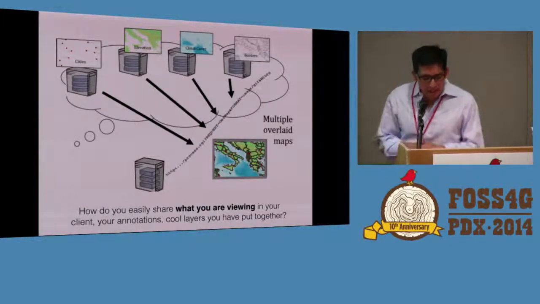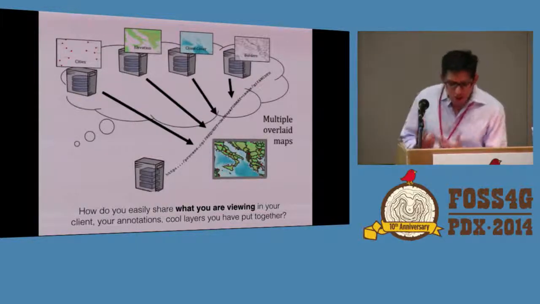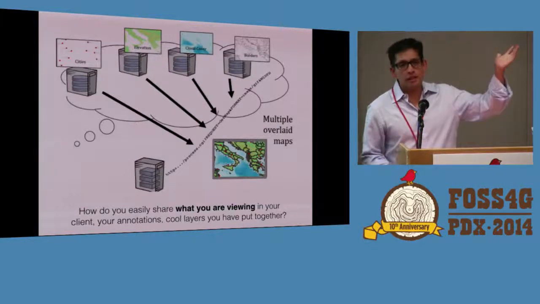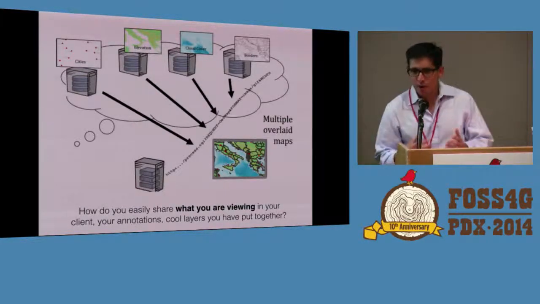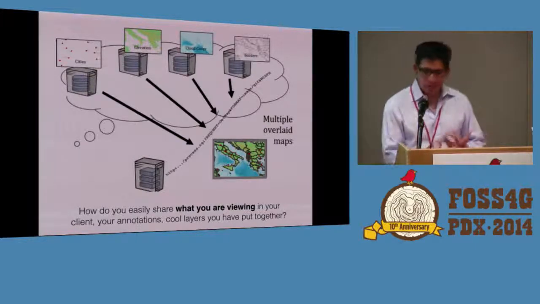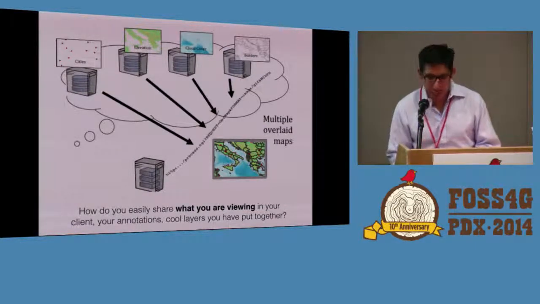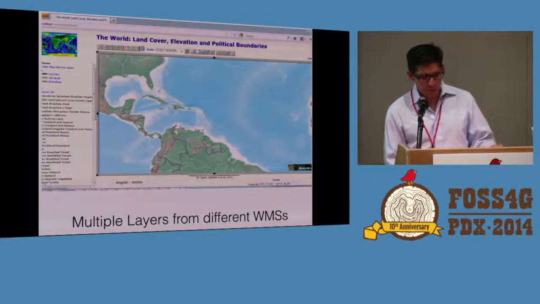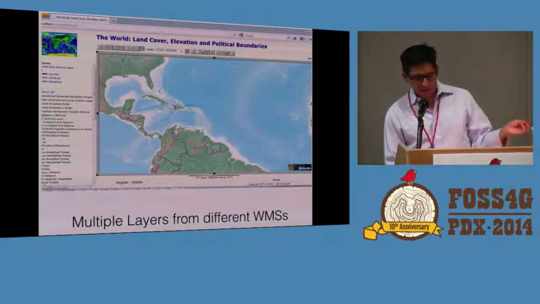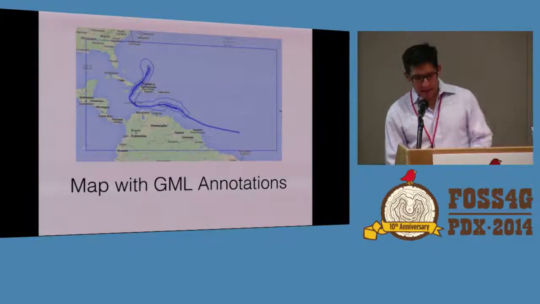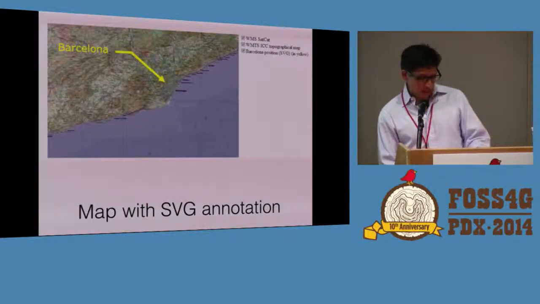So then the next part is, how do we easily share what we're viewing? Right, that's one critical thing. Don't say GeoPackage because I'm going to talk about another spec. But let's say I'm viewing a cool map. I have created some annotations. I have put together some cool layers. How can I share these? Right, I have multiple layers from WMS. I can have a map with GML annotations. I can have a map with SVG annotations.